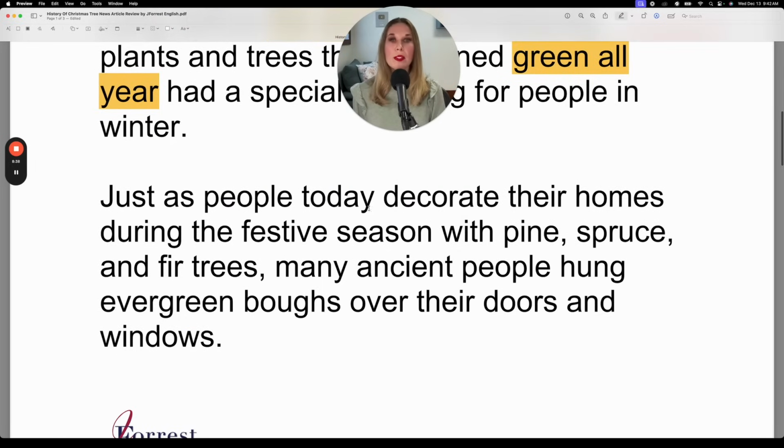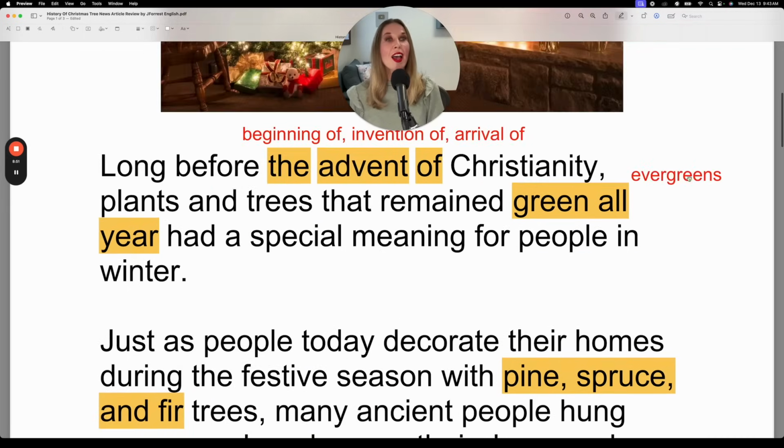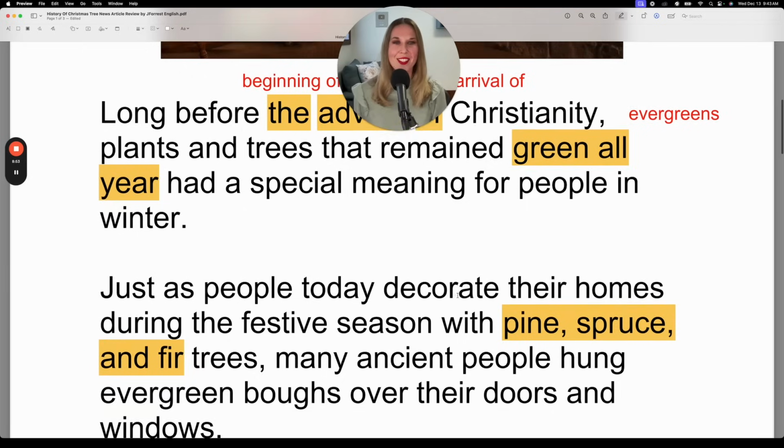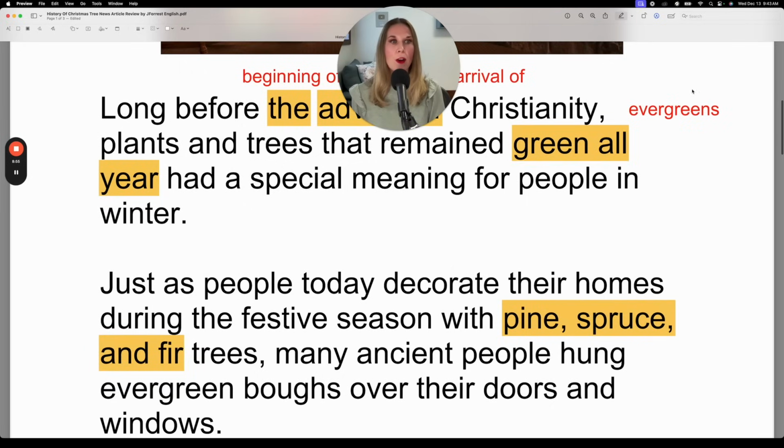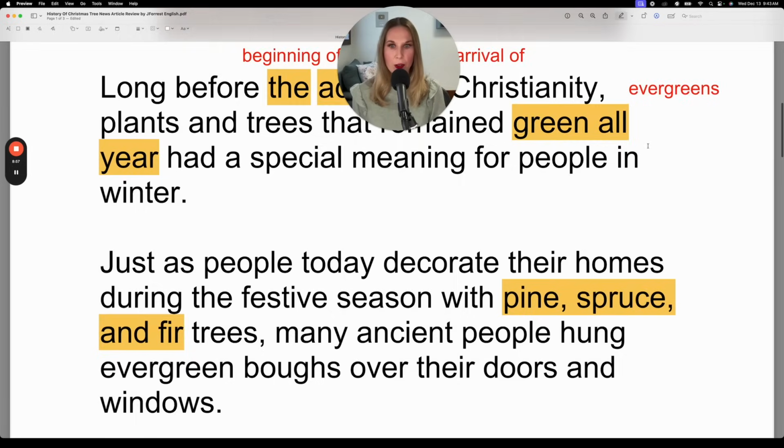Just as people today decorate their homes during the festive season with pine, spruce, and fir trees. So these are all examples. They're types of trees, and they're actually types of evergreen trees. So all of these fall under the category of evergreens.